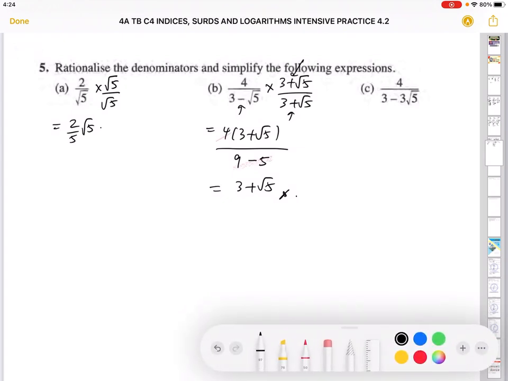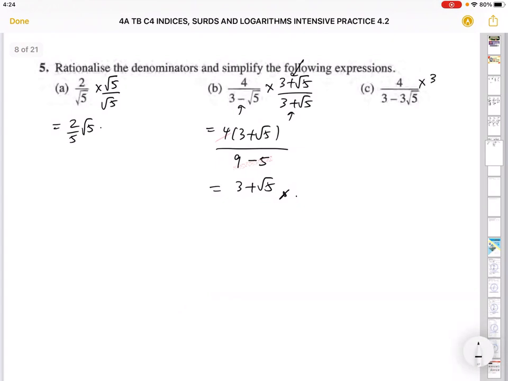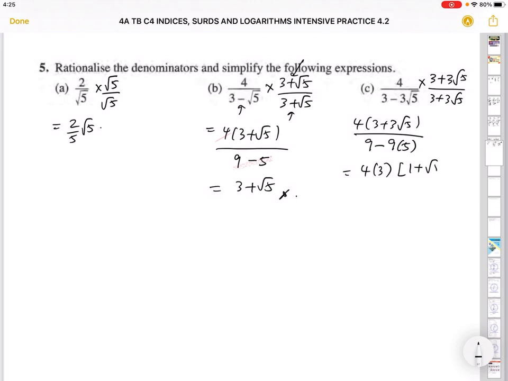So here I multiply top and bottom with 3 plus 3 root 5 divided by 3 plus 3 root 5. So I keep the 4 first. 3 plus 3 root 5, leave it inside here. 3 squared is 9. 3 squared another 9. This will be 9 times 5. Okay, so keep the 4. In fact, I think we can take out the 3. So this will be 1 plus surd 5. 9 minus 45, negative 36.